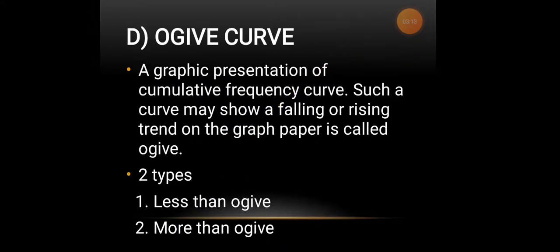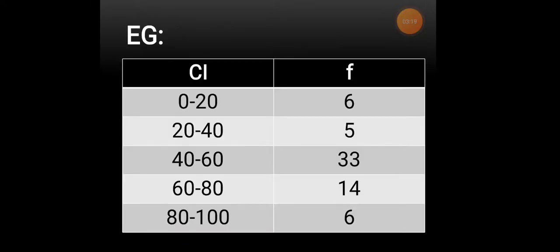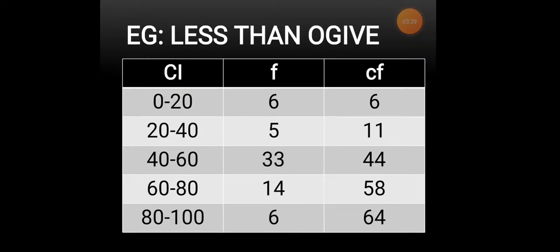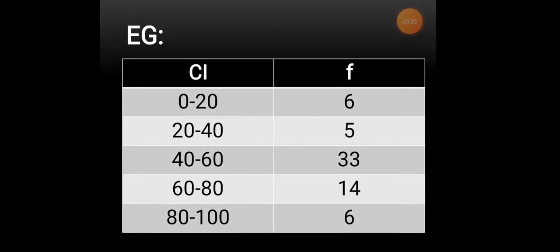Okay, so there are two types of ogive. The first one is the less than ogive and the second one is the more than ogive. This is the example I have taken into consideration. Based on the same example, I will show you the less than ogive and the more than ogive. So what is the less than ogive? First, we are given a class interval and the frequencies. Based upon the frequency, we need to do the cumulative frequency.